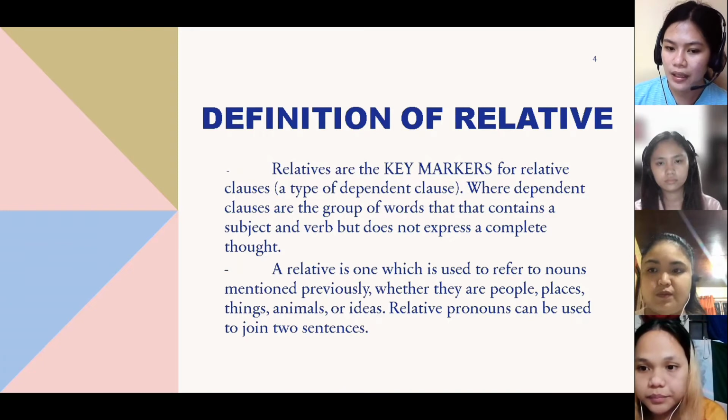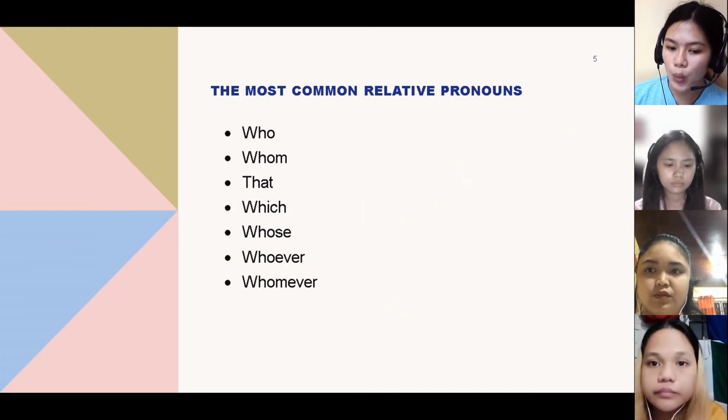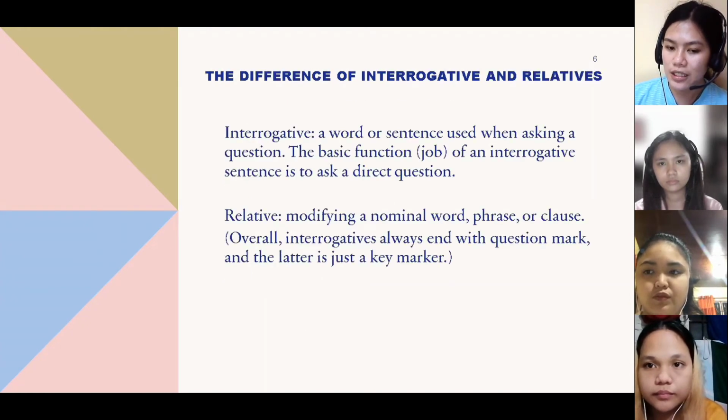Now, we have here the most common relative pronouns. Now we have who, whom, that, which, whose, whoever, and whomever. Now let's go to the difference of interrogatives and relatives.